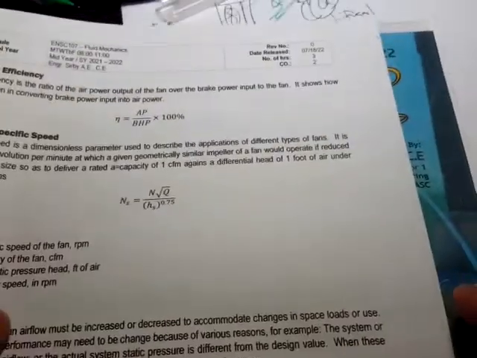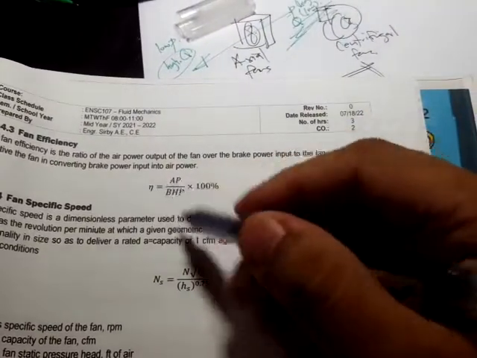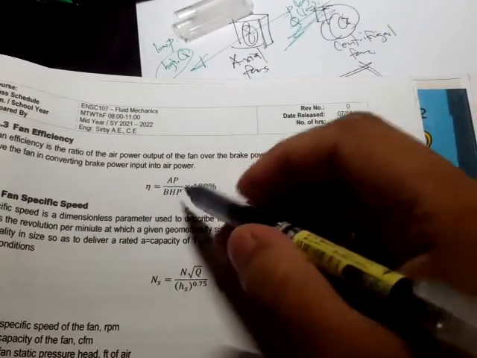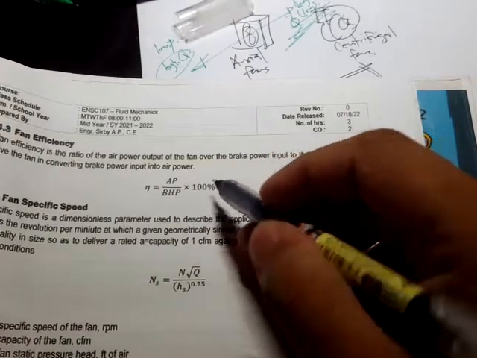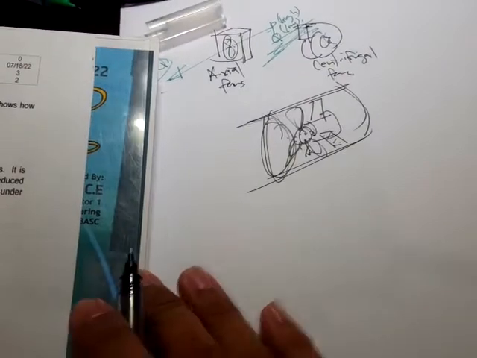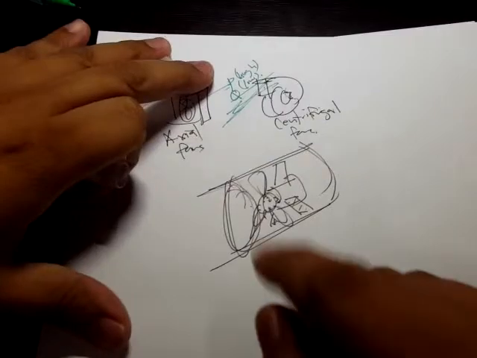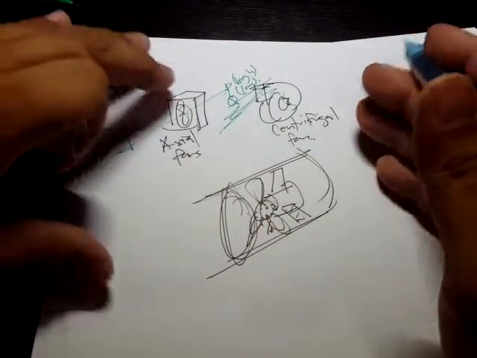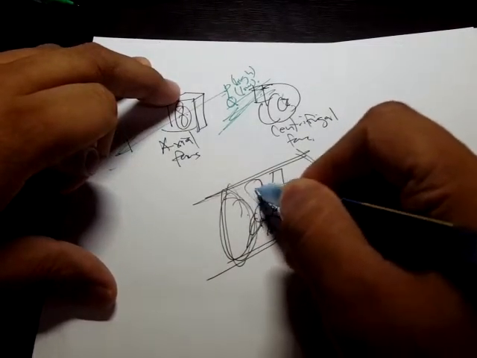Okay, so that's it. And next one is the fan efficiency. So for fan efficiency, we have here eta, if I'm not mistaken. That's the Greek letter eta. And this is AP, the air power, divided by the brake horsepower, times 100%. Now, when you say brake horsepower, there's actually a lot of horsepower terminologies, even in engines and blowers and all that. So right here we have this air power, the AP.